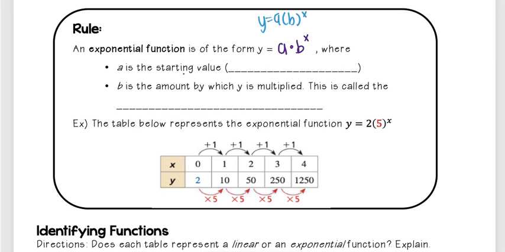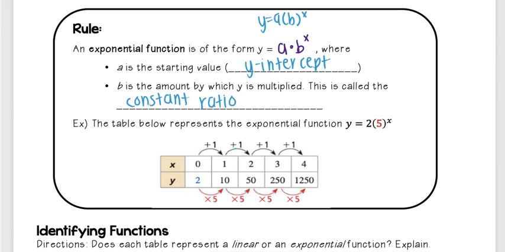The a is going to be the starting value. In other words, it is our y-intercept. And b is the amount by which y is multiplied, and this is called the constant ratio. So really similar to our linear functions, y equals mx plus b, where b was our y-intercept and m was our slope, or how much y was being added each time. Now this time it's a little bit different, because instead of y being added each time, y is going to be multiplied each time.